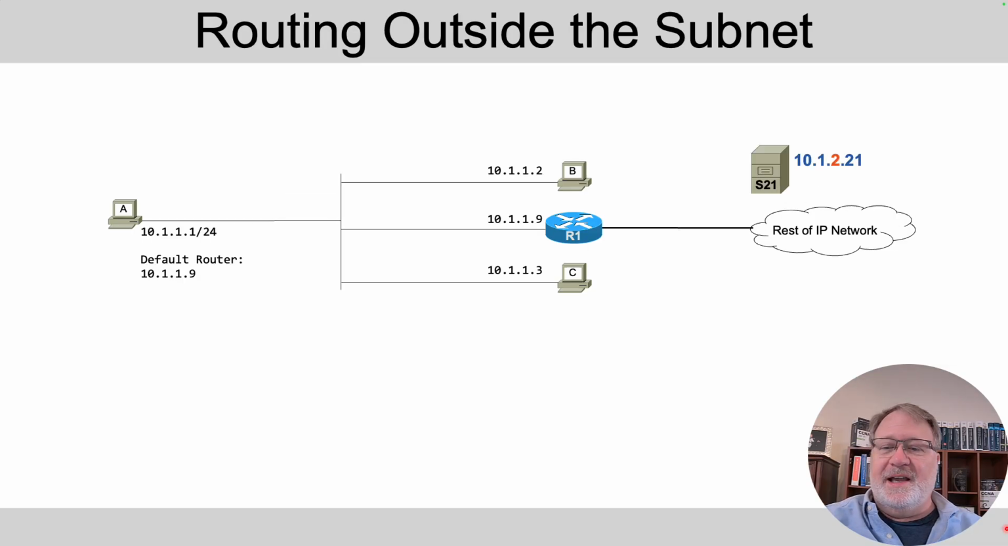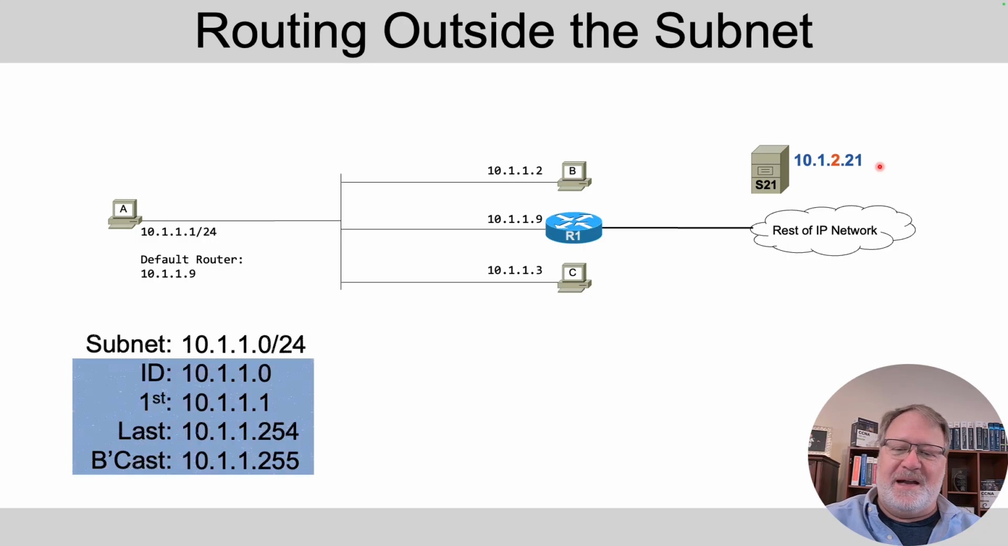Now back to host A, and it wants to send a packet to S21, server 21 on the far right. Now, host A doesn't really have any perspective on how far away it is, just that it's not in the local subnet. So remember, host A did this math earlier and figured out here are the addresses in the local subnet on the bottom left, and this server 21 address, 10.1.2.21, it's not in this range, so it's not local. So host A's logic is going to be, hey, send this packet to my default router, sometimes called a default gateway, which is R1 in this case.